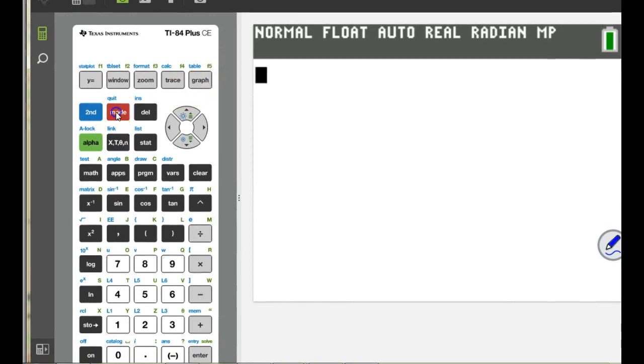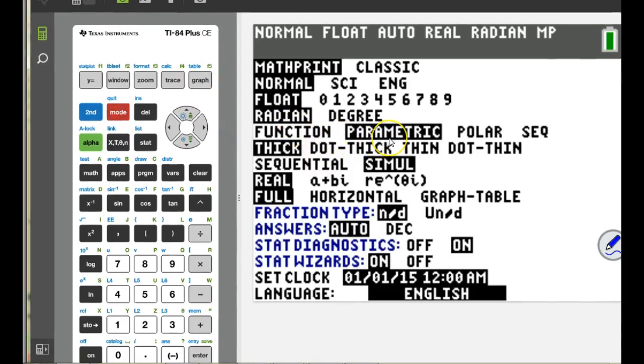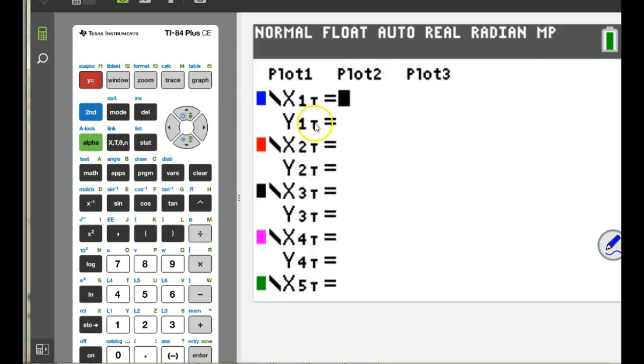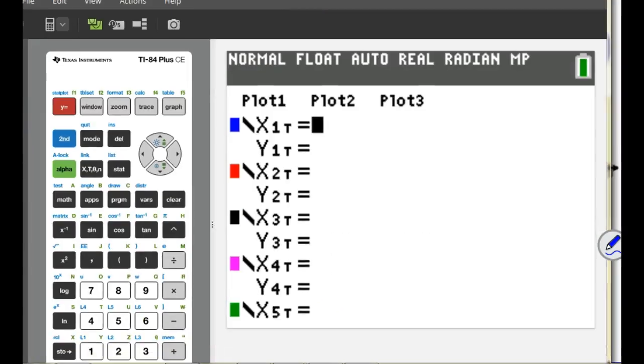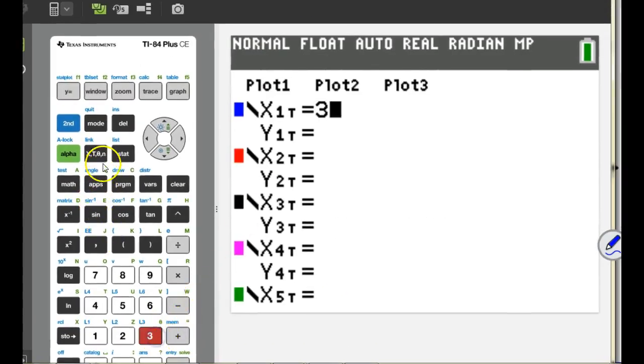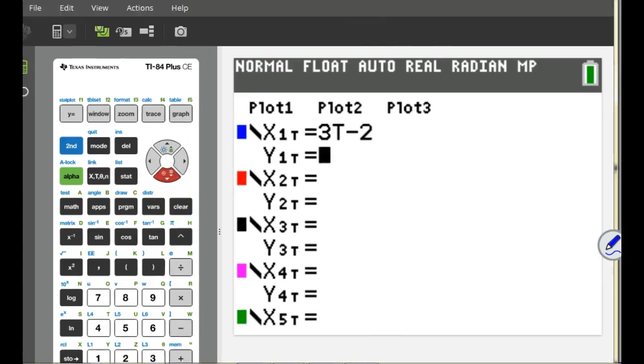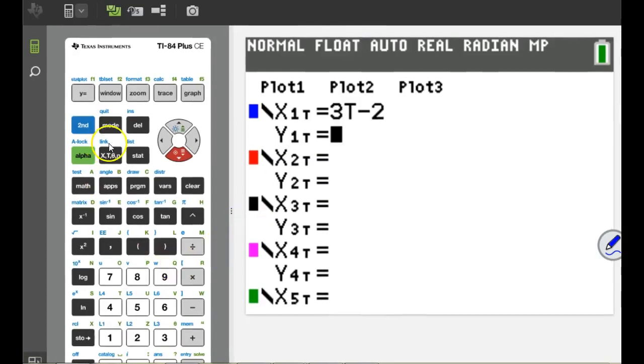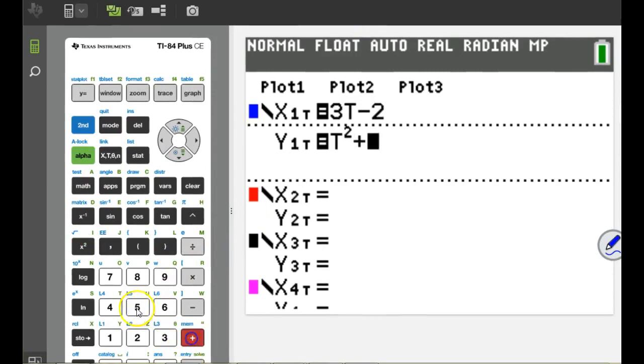So we're going to go to mode and make sure we're in parametric. Not polar, not function, but parametric. And then when we go to y equals, we're going to put in the two equations, 3t minus 2. And what was the other one? t squared plus 4. Okay.